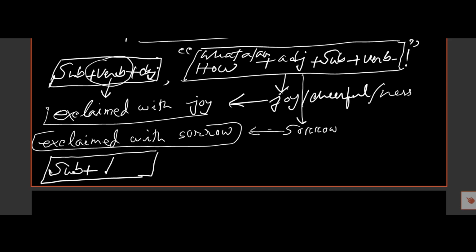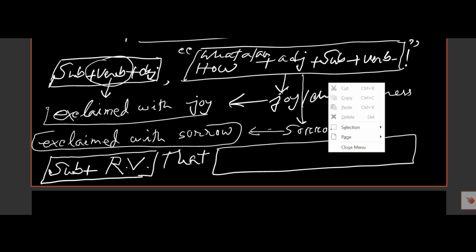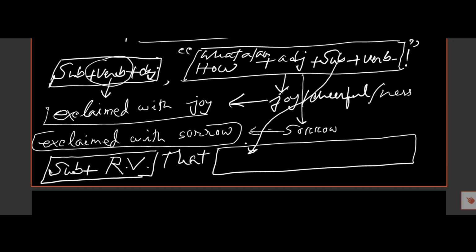So, indirect speech: subject, then reporting verb, any one of these, exclaim with joy, exclaim with sorrow, then removing the inverted comma, there will be that as conjunction. And we know in indirect speech all the reported speech will be assertive. So subject comes first, then after the subject there will be a verb according to the tense.